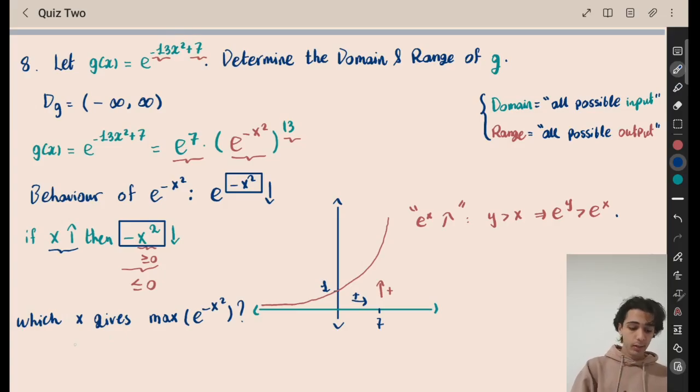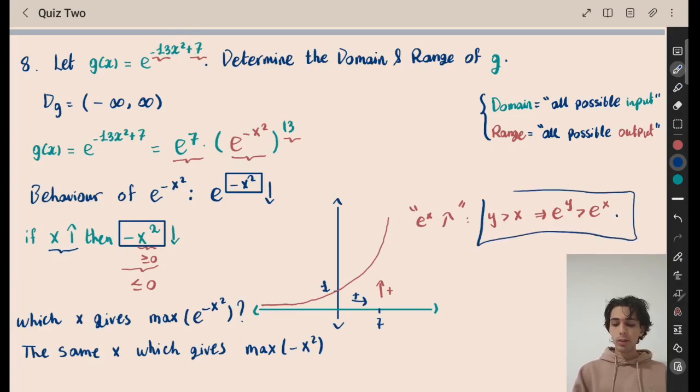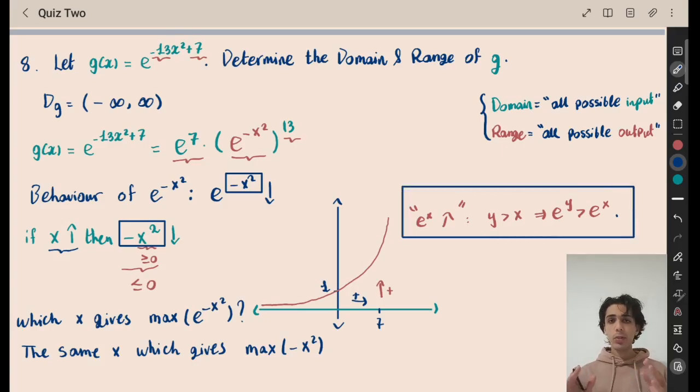It is the same x which gives us the maximum of minus x squared. Because if we maximize the exponent, we will maximize the whole expression. This is guaranteed by the increasing property of e to the x. I hope this is clear.